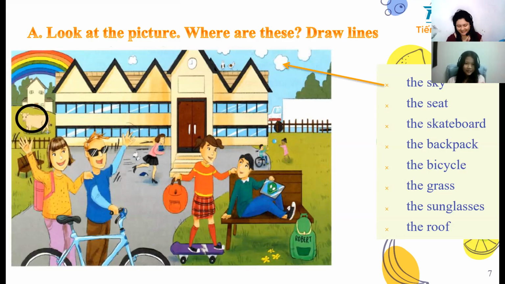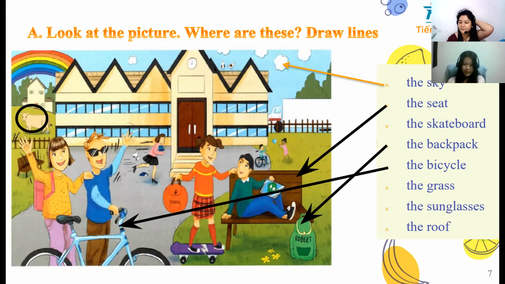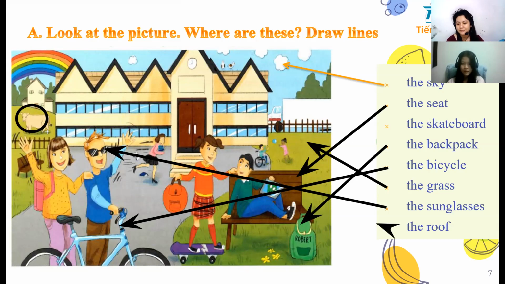Okay, make a line again. Wait for me. Sure. The sky. The seat. The backpack. The bicycle. The glass. Sunglasses. The roof in here. Answer it. This one. I don't know. You don't know what a roof is? Yes, I don't know. Oh, okay. What about the skateboard? You didn't make a line. Where is the skateboard? Oh, in here. Okay.